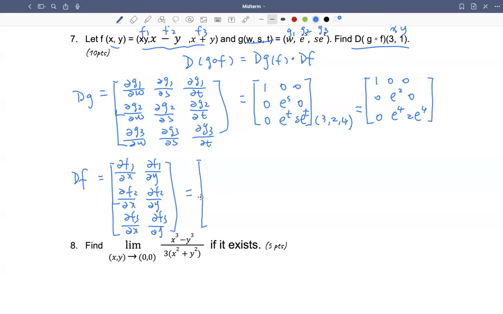Well, let's calculate. So partial F1 in the x direction, we get y. In the y direction, we get x. Partial F2 in the x direction, we get 1. In the y direction, we get negative 1. Partial F3 in the x direction, we get 1. In the y direction, we get 1. Then we want to evaluate at the given point 3, 1. So you get 1, 3, 1, negative 1, 1, 1.